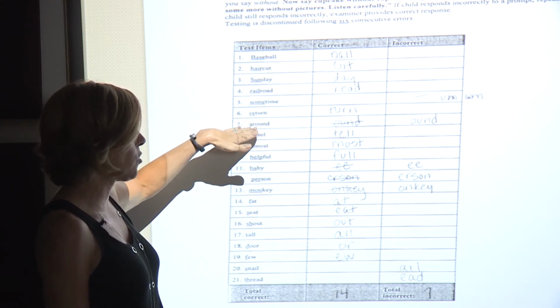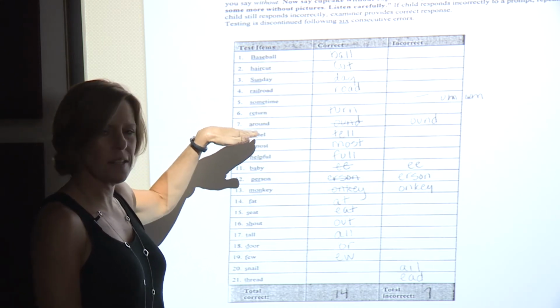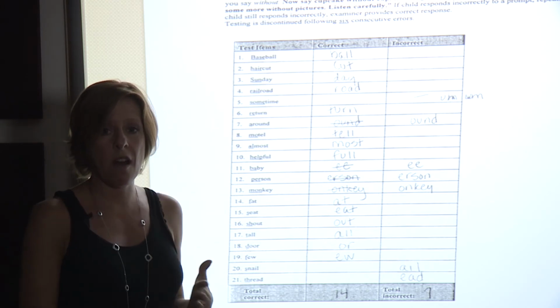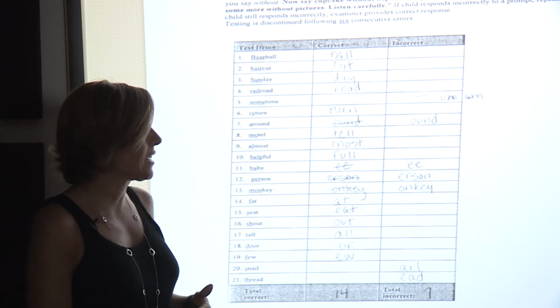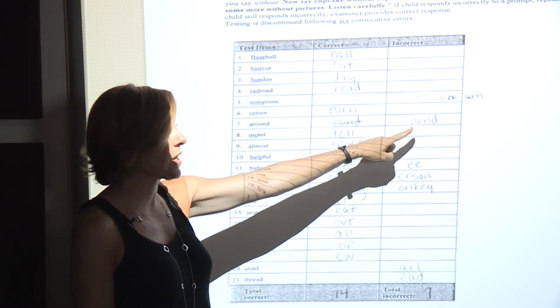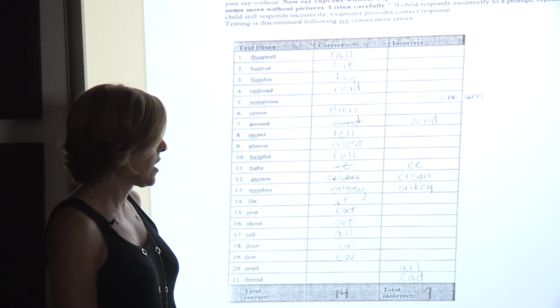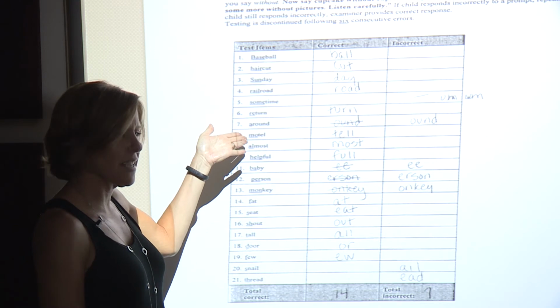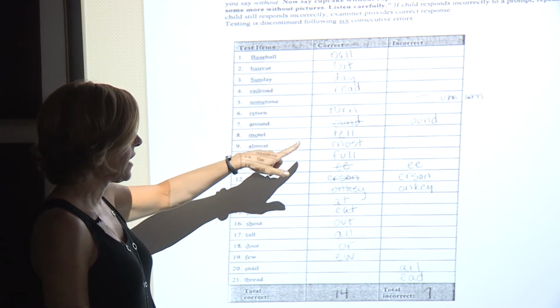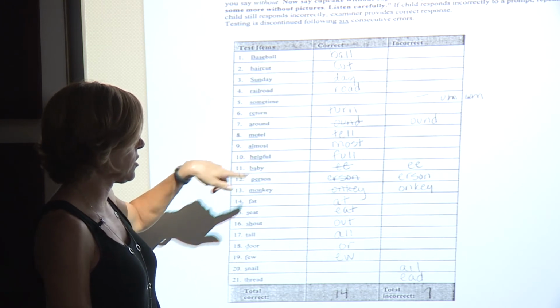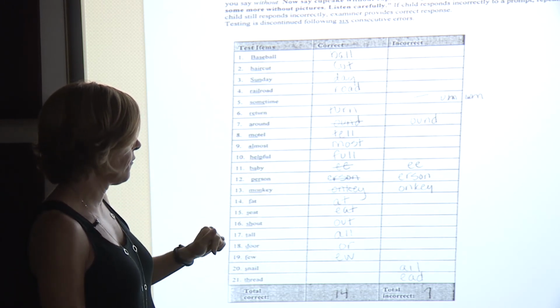Then when we got to around, it's what is around without a. So we're looking for the child to say round, but in this case, he stated ound. So he got rid of the A and he got rid of the R in the word round. Motel, he said tell, almost, most, helpful, full.